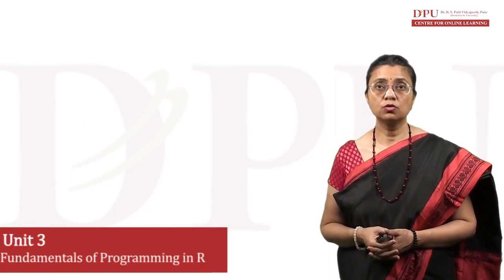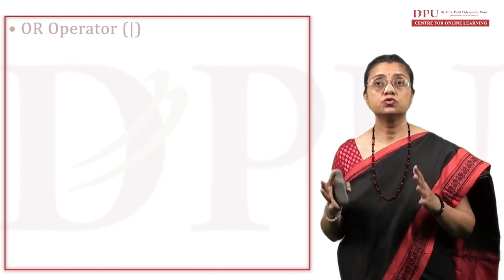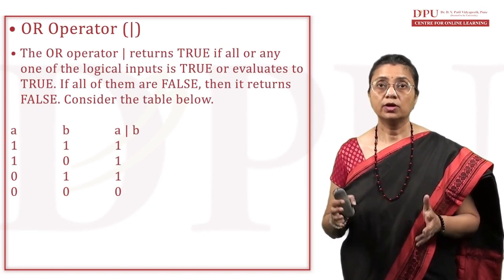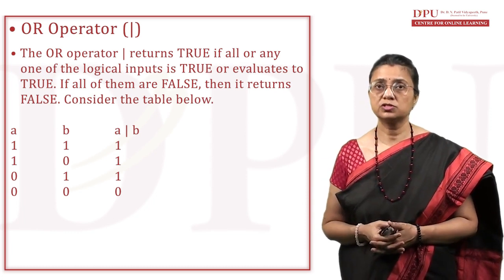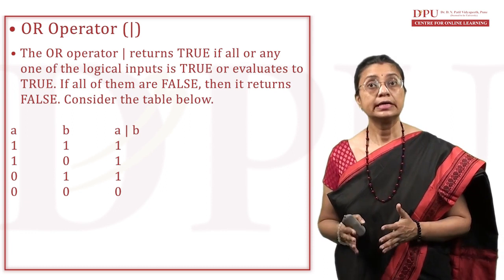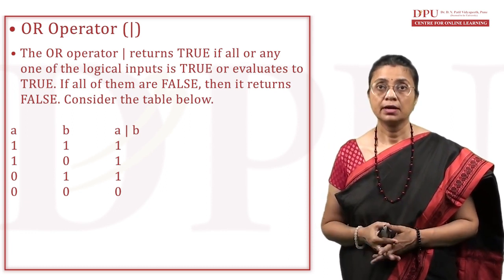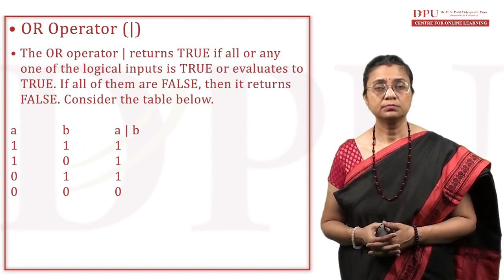So let's have a closer look at the OR operator. The OR operator is denoted by a pipe symbol, and it returns true if any one of the logical inputs is true or evaluates to true. If all of them are false, then it returns false. Let's take a case and first understand the OR operator concept.